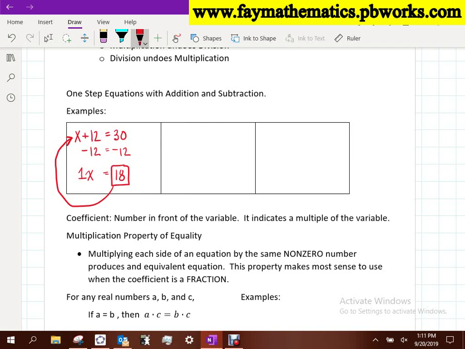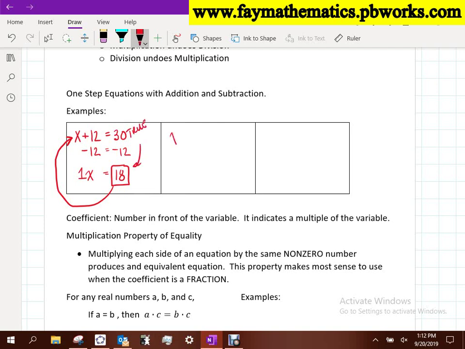If I were going through here, let's say I accidentally do it the wrong way. I get negative 18. And I plug that in, I get negative 18 plus 12. Well, that gives me negative 6, right? Does negative 6 equal 30? No, so that tells me that negative 18 is not the right answer. Of all the numbers that exist, there is only one solution, one value I plug into x that makes this statement true, and that's the value of 18.